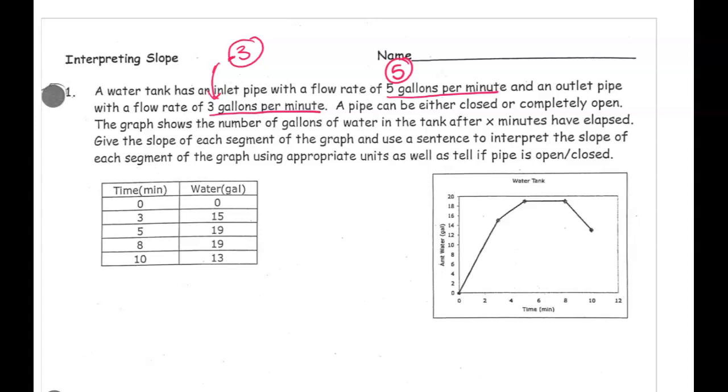We have a graph that shows the number of gallons in the tank after a certain amount of minutes called x. And we're going to give the slope of each part of this. So 0 to this point, we're going to call that part 1, 2, 3, 4. So whenever it switches definition or has a sharp corner, that's a new spot.